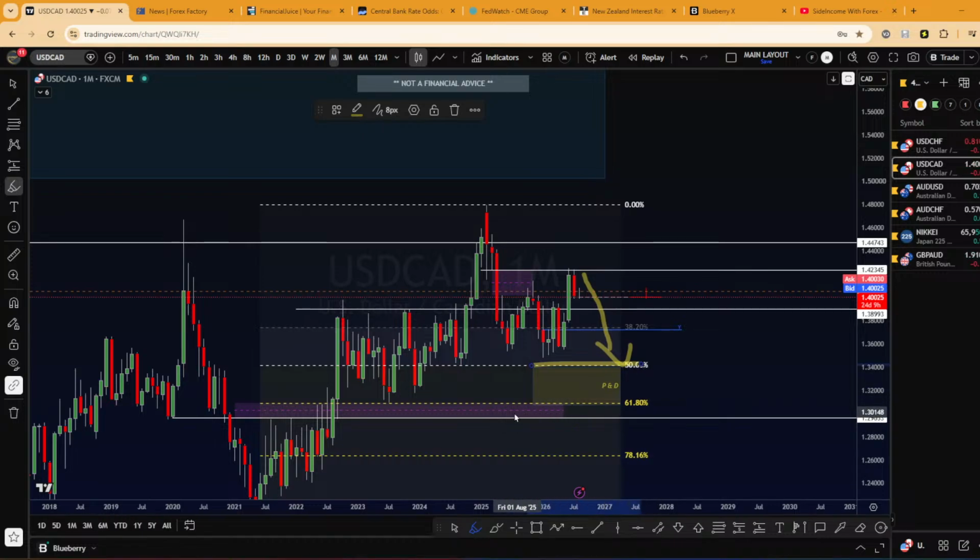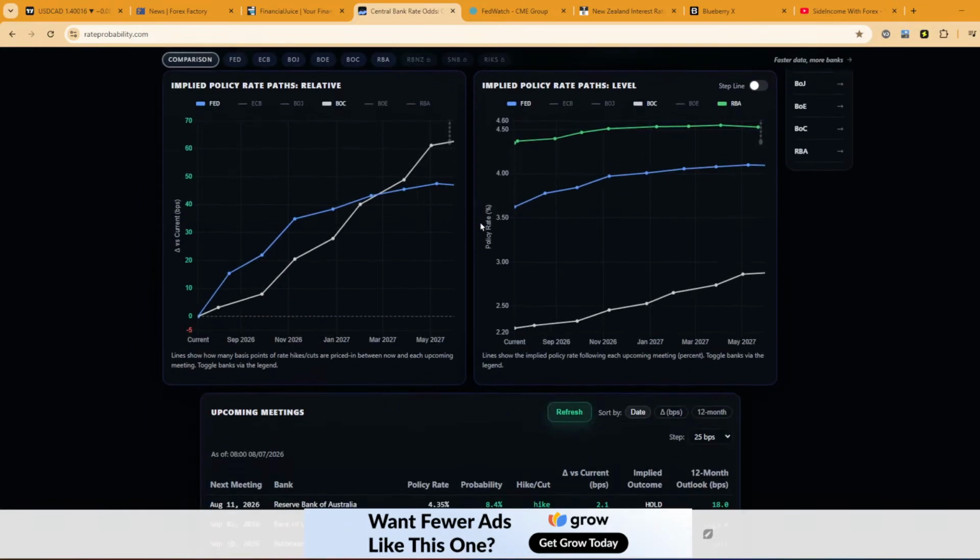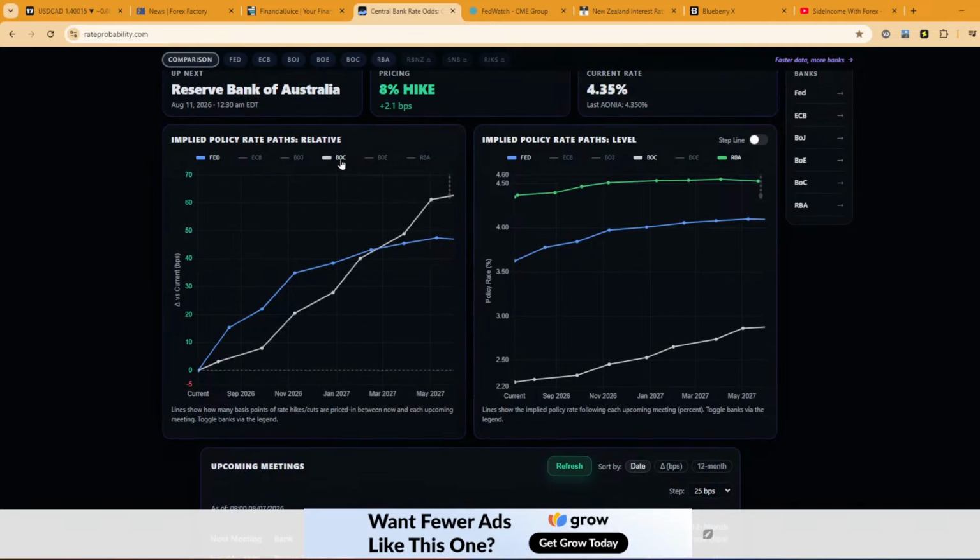I don't know if we will target this year or the next year, but let's take a look and pay attention to the probabilities. This is a rate probability projection of the central banks, the Bank of Canada and the Federal Reserve of the United States. You can see in blue the projection is still high for the Fed, and in white this is the projection of the Bank of Canada.